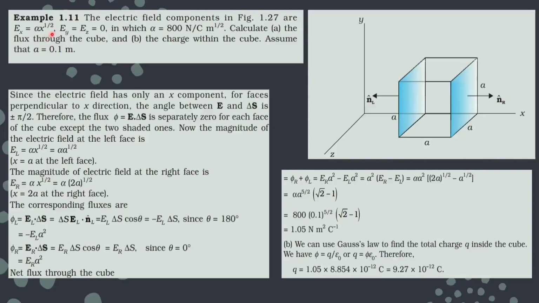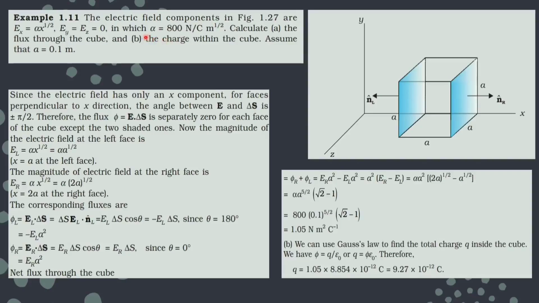Here the value of the electric component is given: Ex is equal to alpha x power 1 by 2. They have said Ey and Ez are equal to 0. It means electric fields along the y direction and z direction are 0, only it is varying along the x direction. Now this data can be changed to frame different questions. So basically you have to understand the concept.